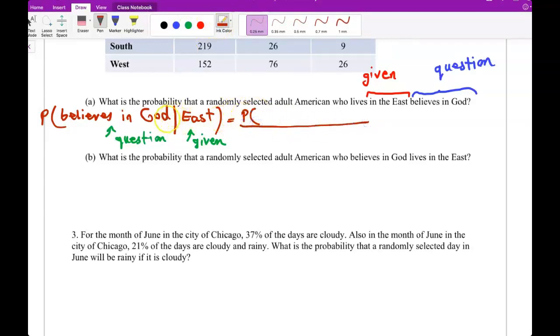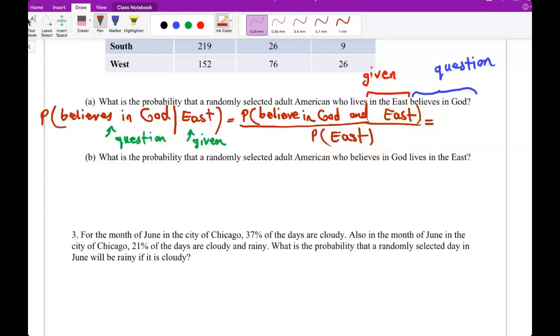Now on top we have the probability of this part and that part. So believe in God and lives in East. I already wrote East. So that's enough. Now the denominator is the probability that the person is in East.